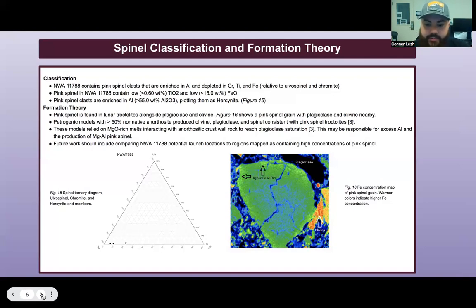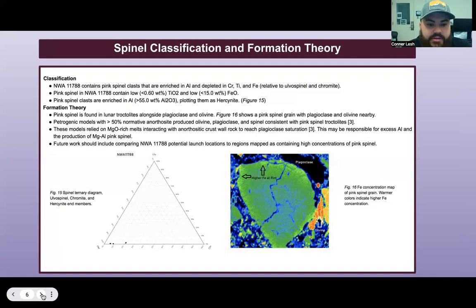As you can see, our pink spinel grain in the center there has some iron concentration, but not very high. That being because it is very high in aluminum. But you can see some higher iron around the rim of the spinel grain, indicating that likely iron was diffused into the spinel grain later on, post crystallization with all the aluminum.